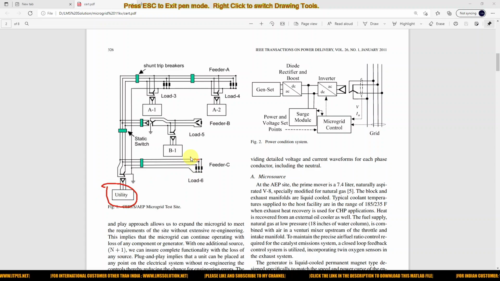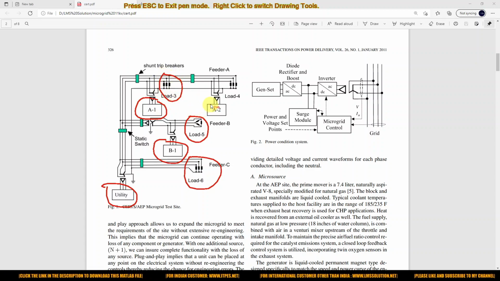and then here they have a load. It is going to be considered as feeder C, and then it has micro source B1 and the corresponding load, and then micro source A1 and the corresponding load, and also another micro source A2 and another load.